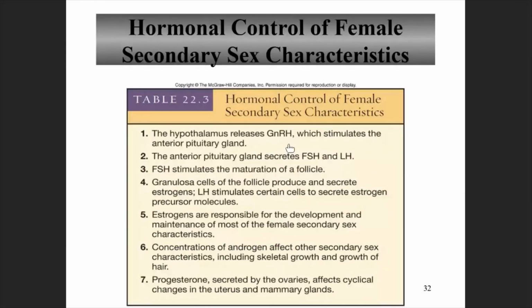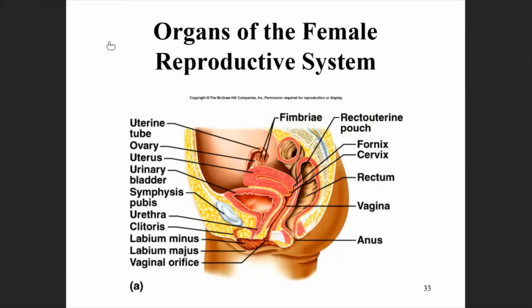And then under estrogen, females develop secondary sex characteristics, which we saw already: the development of the breast, thelarche, the development of pubic hair, pubarche, and the start of menstruation, or menarche. All right, so I'm going to stop here.